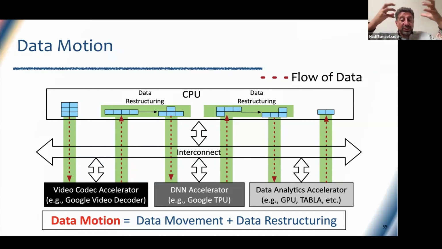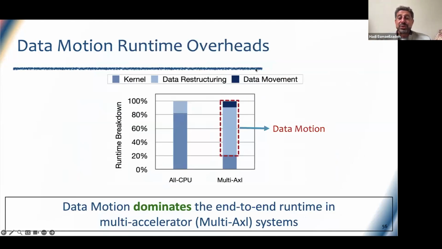But if you take multiple kernels and put them on different accelerators that are connected to your CPU over the interconnect, then you have a humongous overhead of taking the data, passing it through PCI Express to the accelerator, then getting it back on the CPU, doing data restructuring, and sending it to the next accelerator. We call this data motion, which is data movement and data restructuring. The results show that data restructuring and data movement contribute significant overhead when it comes to multi-acceleration. This issue doesn't come up in single acceleration as much.